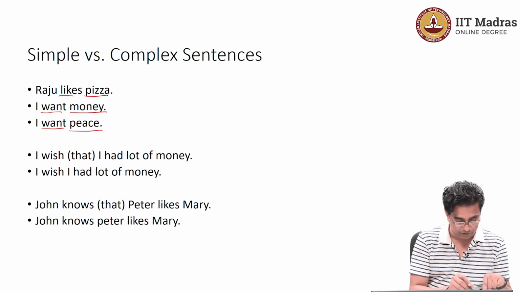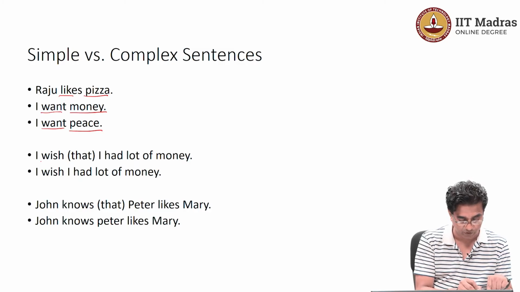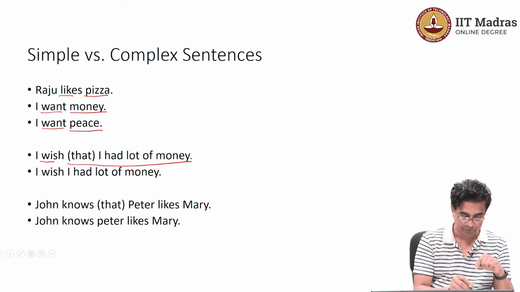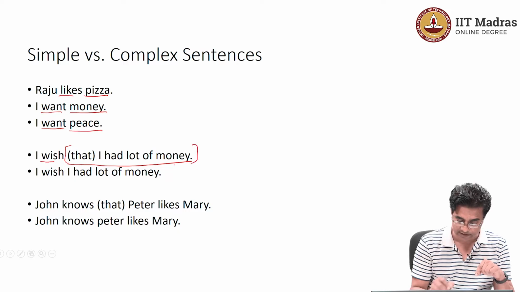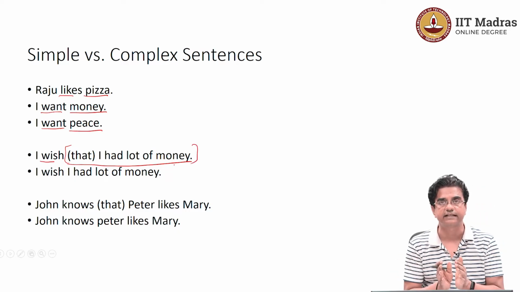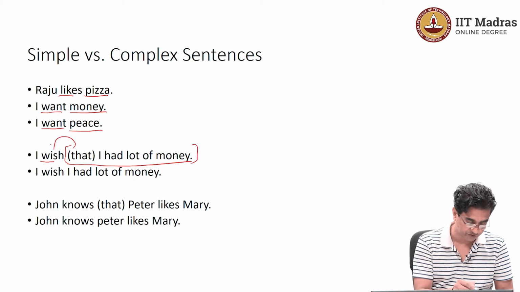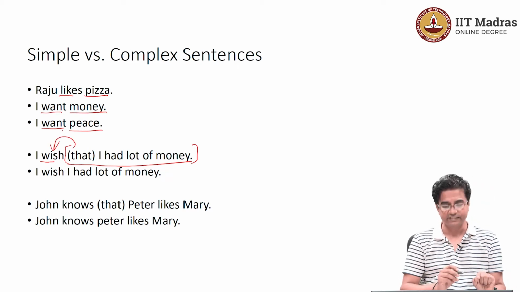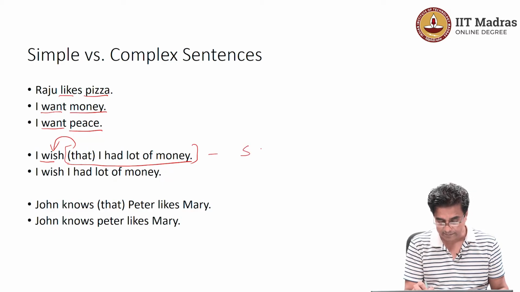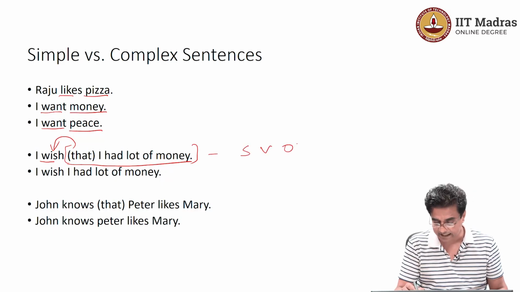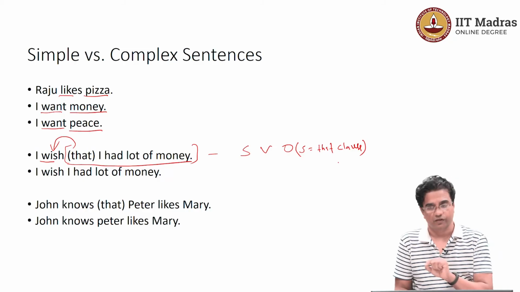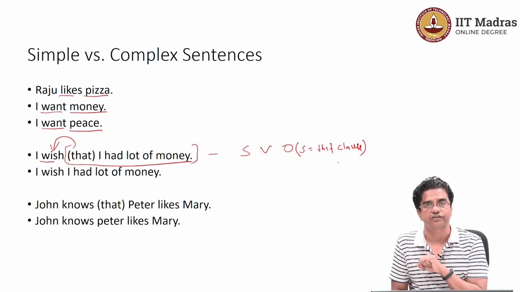Now, here is the sentence where we have a verb wish and we have the object that I had a lot of money. This is a whole sentence. This is the object of the verb wish. So, for the purpose of sentence, this is still subject, verb and object. It is just that as an object, we have a sentence which is a that clause. That's all where I need your attention.